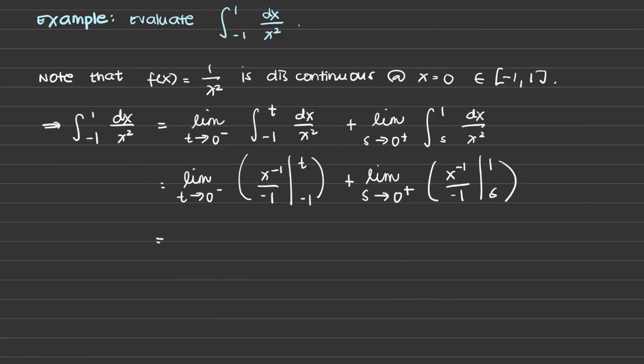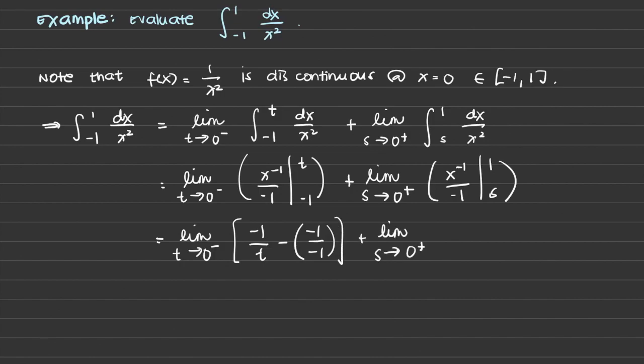So just substituting yung respective variables, we have first yung limit as t approaches 0 from the left ng, so you have quantity negative 1 over t minus, yung susunod is negative 1 over negative 1. So that will just be negative times positive 1. And then you have the limit as s approaches 0 from the right now. So you first have negative 1 over 1 minus negative 1 over s.